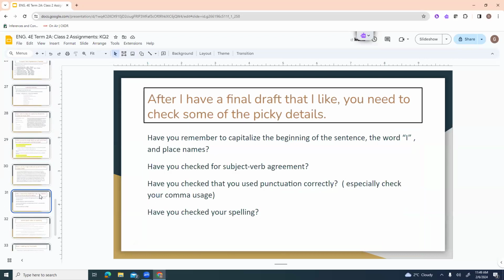Okay, that is my correction. Let me just make sure I caught it for everything. After you've got a rough draft you like, you kind of need to go back and look at some of the finicky stuff. Have I remembered to capitalize the beginning of the sentence, the word I? Have I checked for subject-verb agreement? Have you checked that you use punctuation correctly? Have you checked your spelling? Those are some of the big things. That should be enough to get you through doing this first assignment.